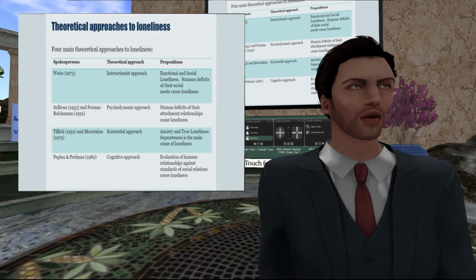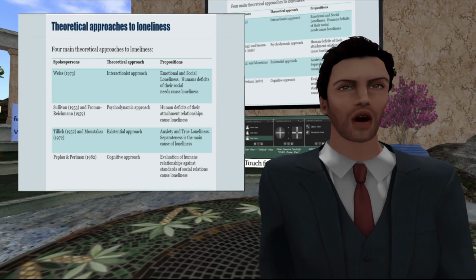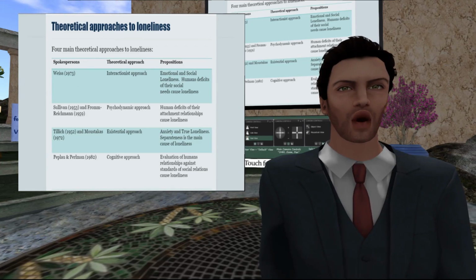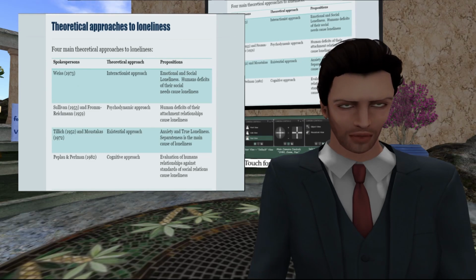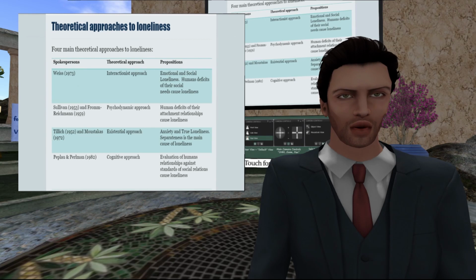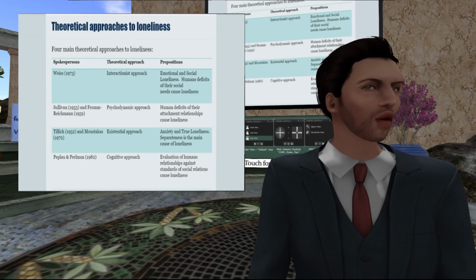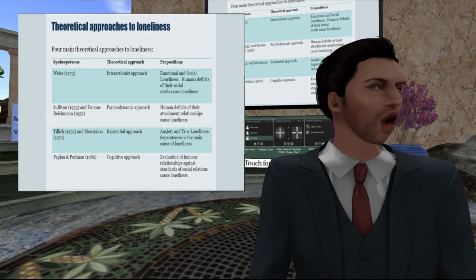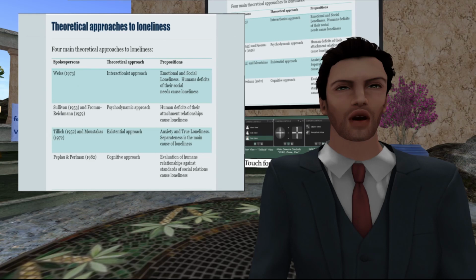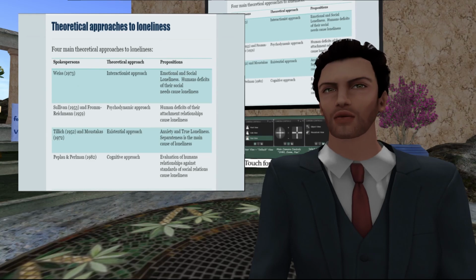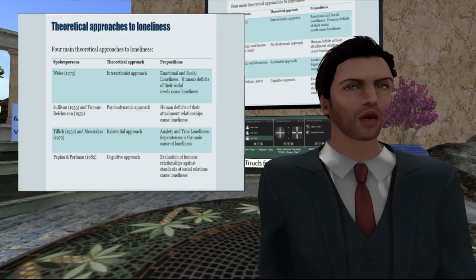Perfect. So in the four theoretical approaches, which I will go through very briefly because you have the slide and I don't want to give too much theory, we have Weiss, 1973, with the interactionist approach that I will explain in a second. Sullivan and Fromm-Reichmann with the psychodynamic approach, Tillich and Moustakas with the existential approach, and Peplau and Perlman with the cognitive approach.